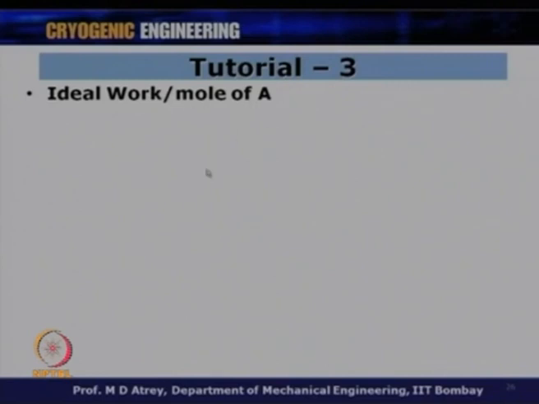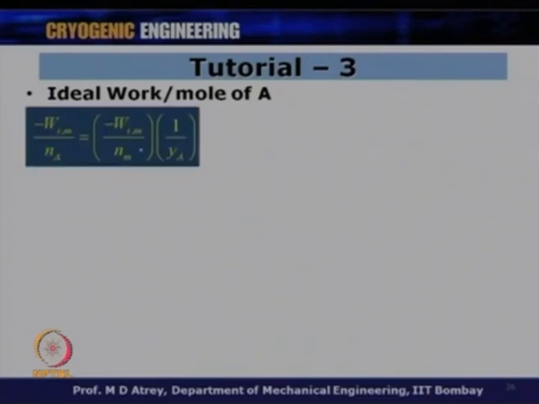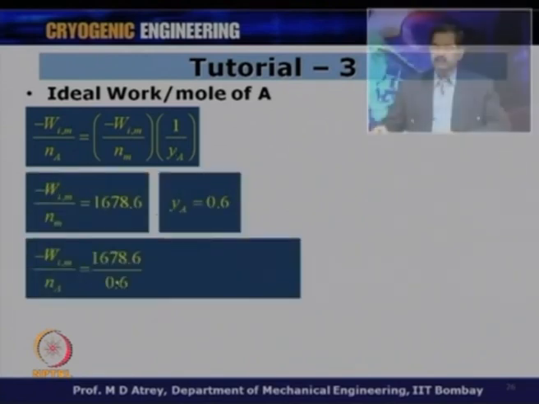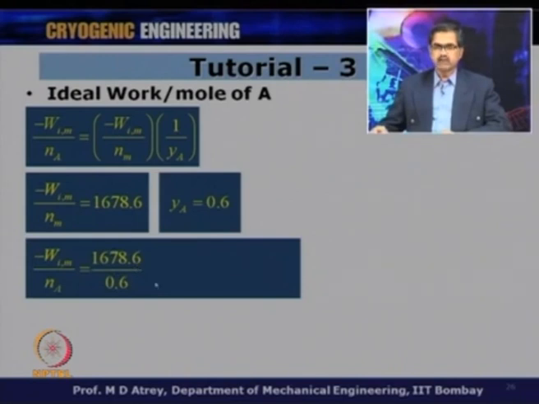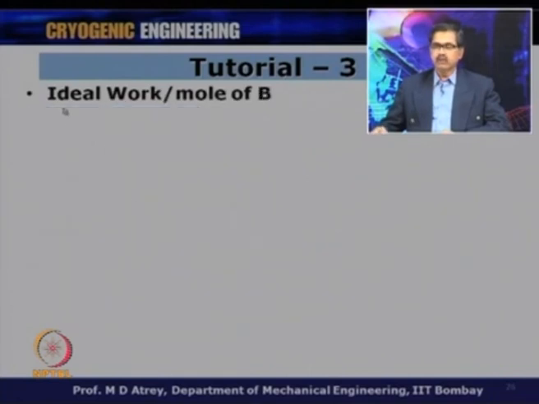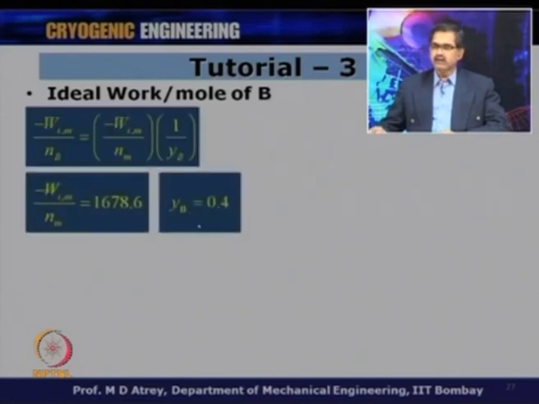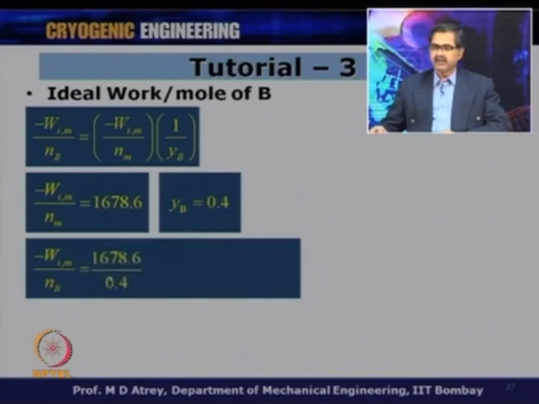Ideal work per mole of A, which is Wim upon Na, is equal to Wim by Nm into 1 by Ya, just divided by the mole fraction. So, what we get is 1678.6 divided by 0.6, and we get 2797.6 joule per mole of A. Similar thing I will do to calculate ideal work per mole of B now. Just divide it by the mole fraction of B and we will get the answer for this, which is 4196.5 joules per mole of B.